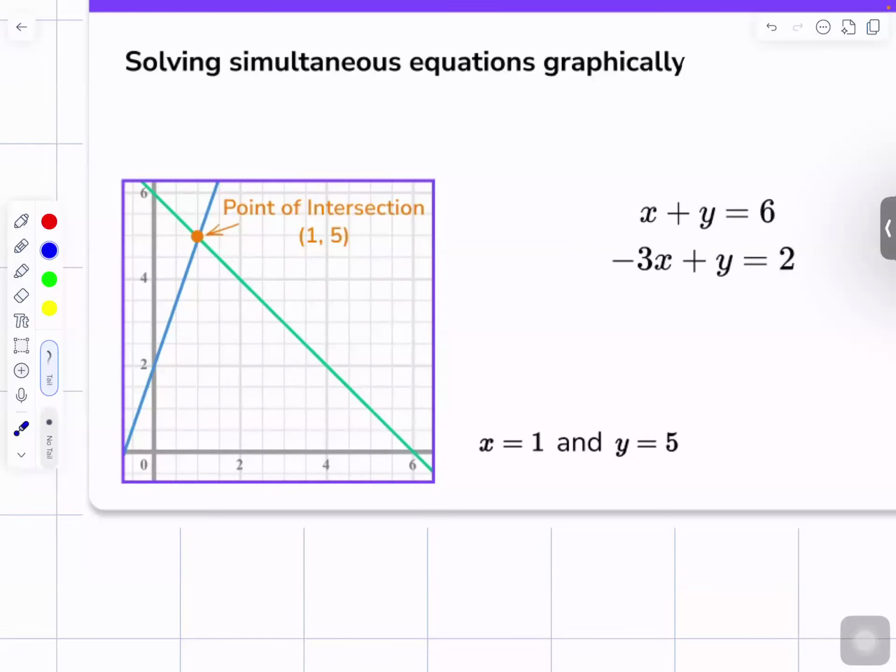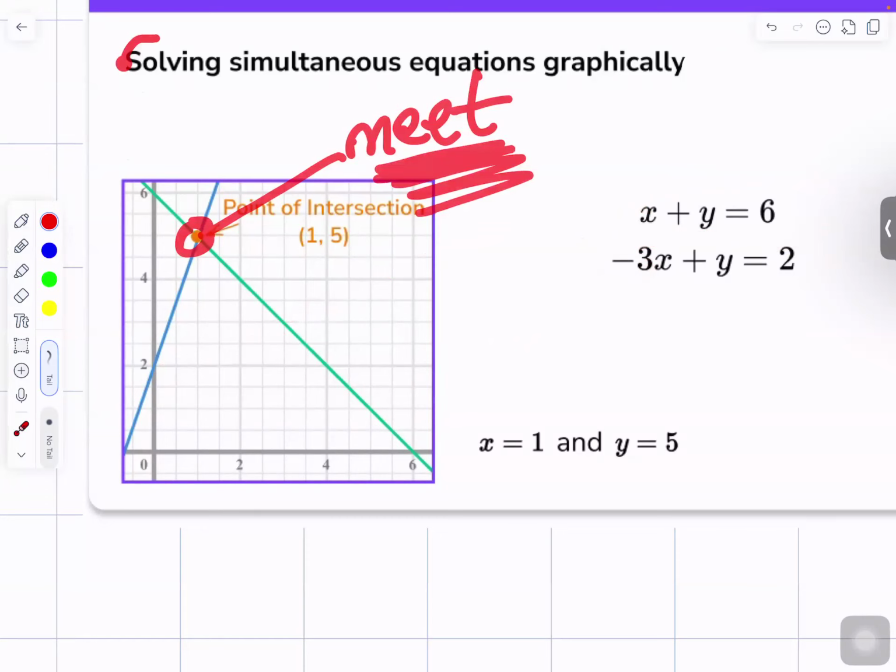So, solving simultaneous equations. You can solve these two equations. The first one is equation 1, equation 2. You can solve them by drawing the graph. The green one with the negative gradient, and then the other one is the blue one. And where they meet is the answer. And that is what it means by solving simultaneous equations.